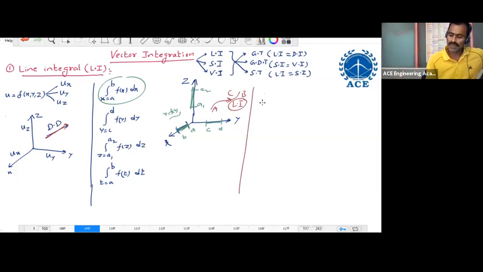Double integral over R1 f of x comma y dx dy. Double integral over R2 f of x z dx dz. Double integral over R3 f of y z dy dz. Like these three integrals, these are the integrals only. These are the double integrals. These are the single integrals only.